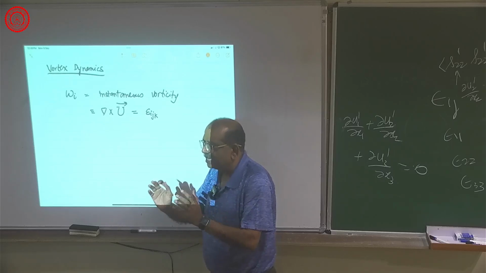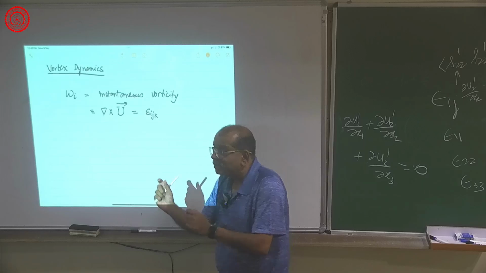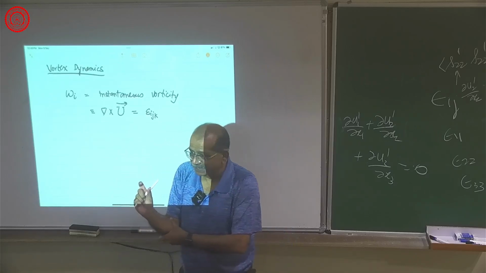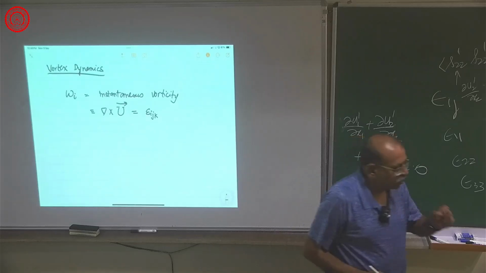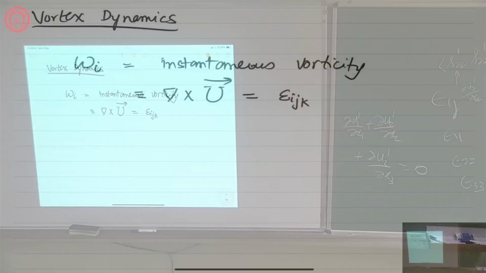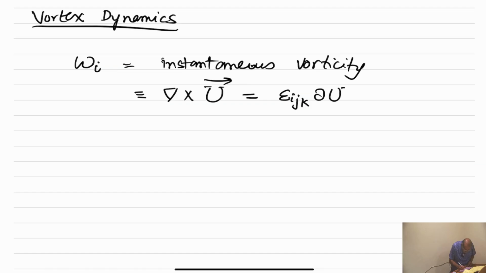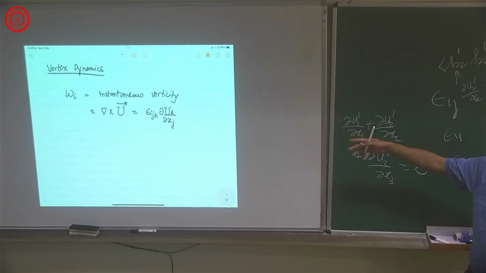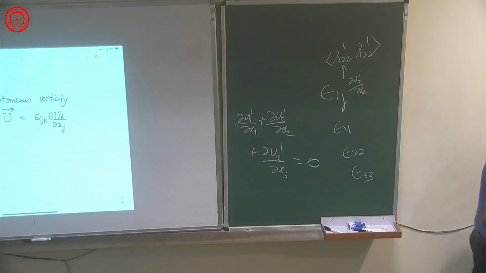Del uk by del xj, because here in epsilon ijk, order is important. Okay? So I'm going to write this as epsilon ijk partial uk by partial xj. You may have seen this, at least if you have done an advanced fluids course, but otherwise also this is how we write del cross u.